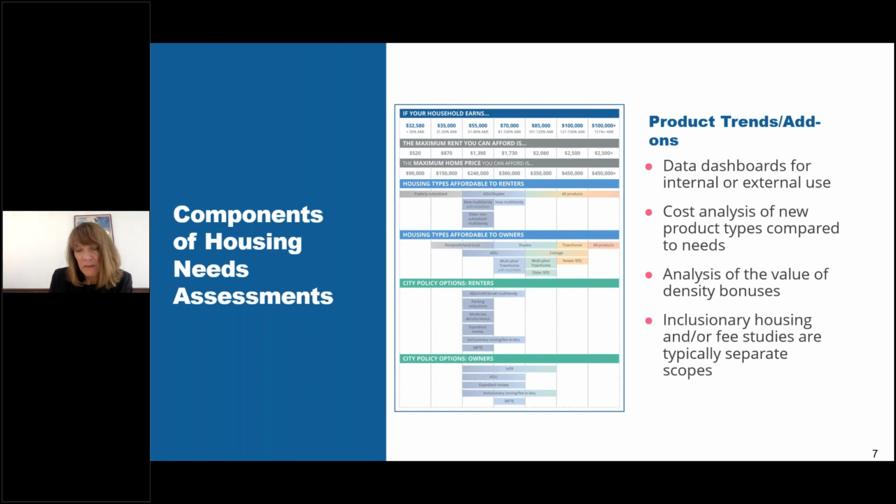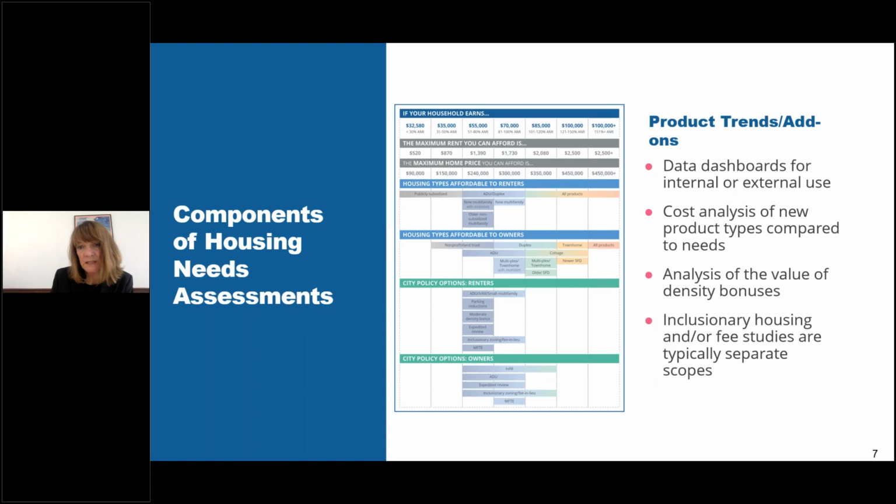The other thing I wanted to talk about, the third and fourth bullets here, is an analysis of density bonuses or anything associated with inclusionary housing. These are separate studies. You could add these on to a housing needs assessment, but your typical housing needs assessment is not going to have the economic modeling needed to understand the value of a density bonus or other policy analyses like fast tracking or parking reductions. Those are different economic exercises, and a housing needs assessment does not typically give you the information you need to structure an inclusionary housing policy. If you're thinking about doing a linkage fee, that's also a separate study.